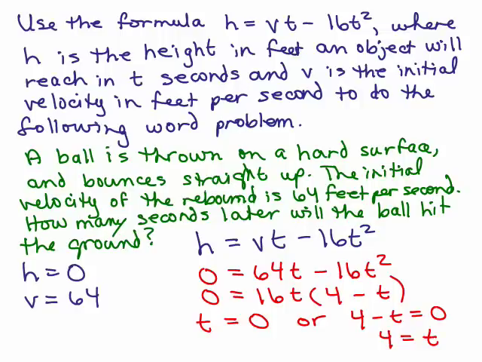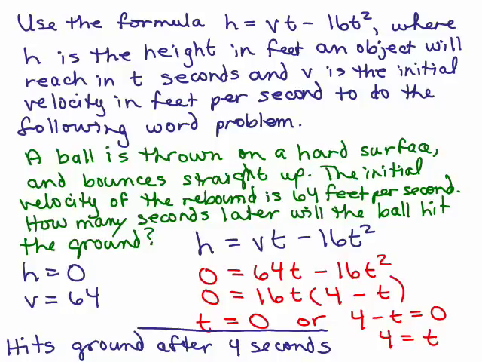But the question is, how many seconds later will the ball hit the ground? This t equals 0 was the beginning, right? It was at the ground before it went up. So we're not going to be concerned with that. So what this means is 4 seconds later it hits the ground. So hits the ground 4 seconds later. And there is a physics application.